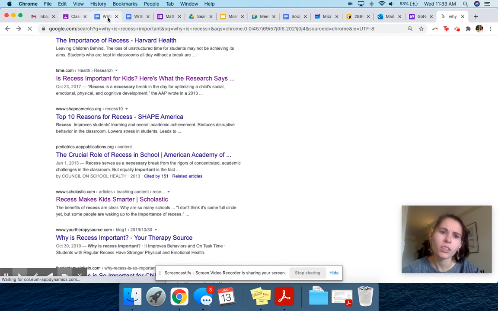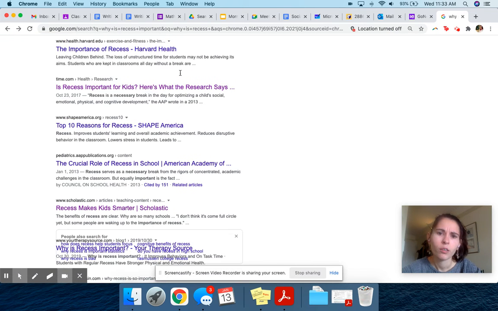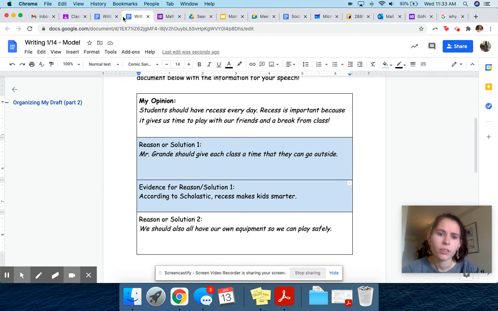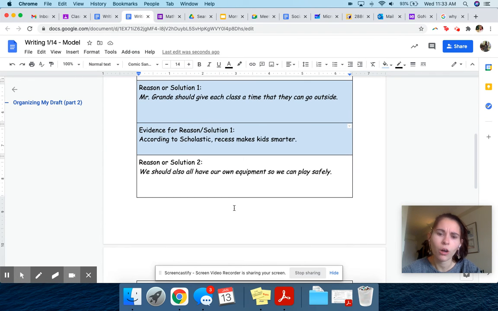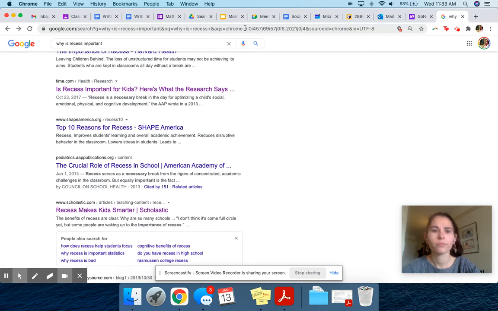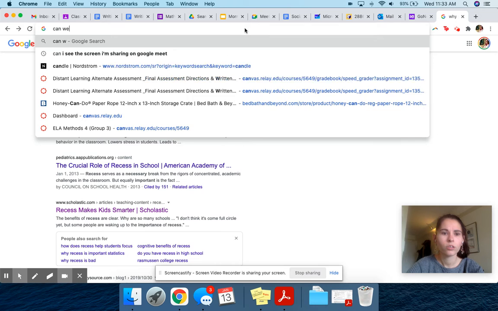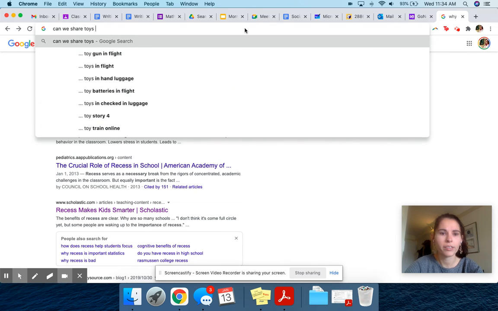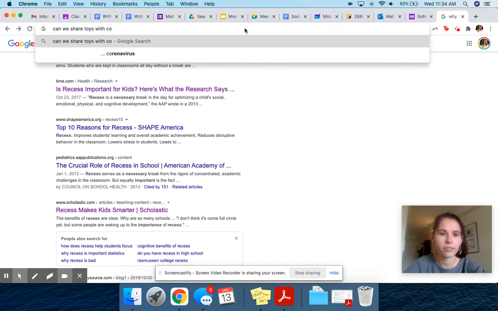Now, I'm looking at my second reason: we should all have our own equipment so we can play safely. And I'm thinking, what can I look up that'll give me some answers about that? I think this reason is about sharing things during coronavirus. So I'm going to Google, can we share toys with coronavirus?